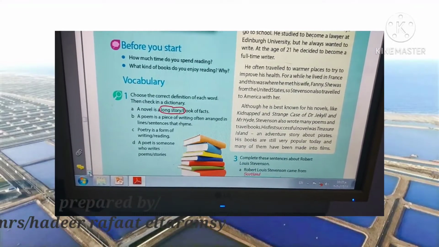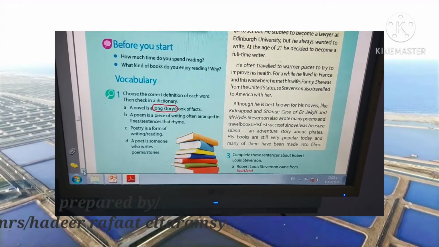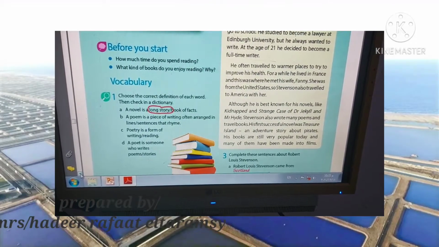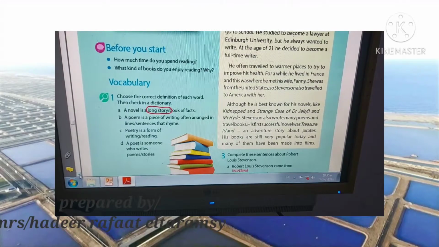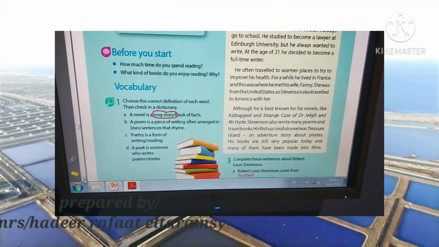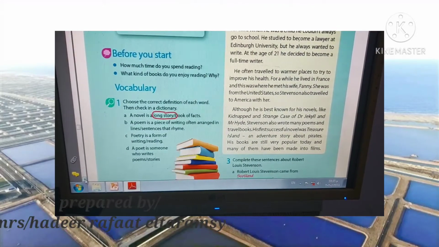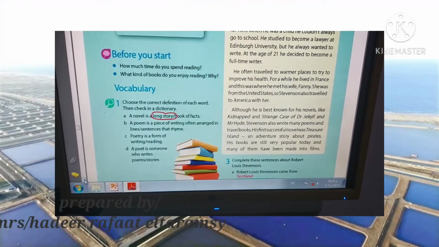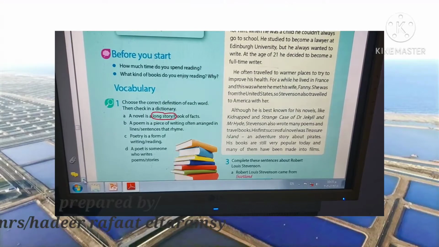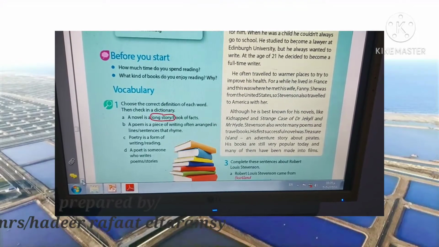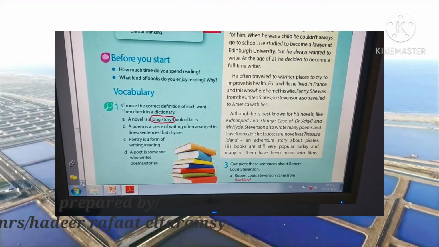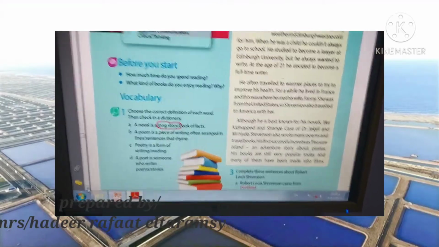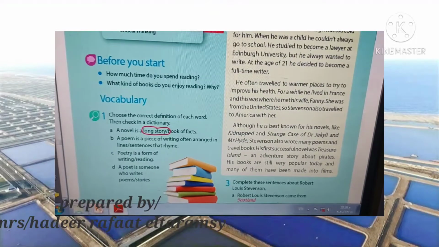Vocabulary. Exercise number 1. Choose the correct definition of each word, then check in a dictionary. A novel is a long story or book of facts. الإجابة طبعا موجودة. It is a long story. Letter B. A poem is a piece of writing often arranged in lines or sentences. What do I mean by a poem? A poem means قصيدة.